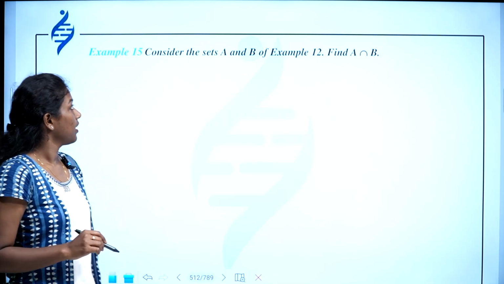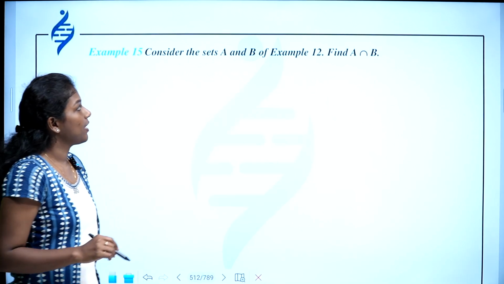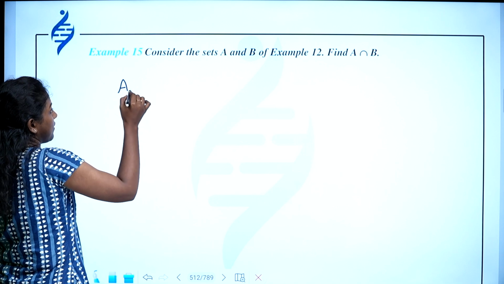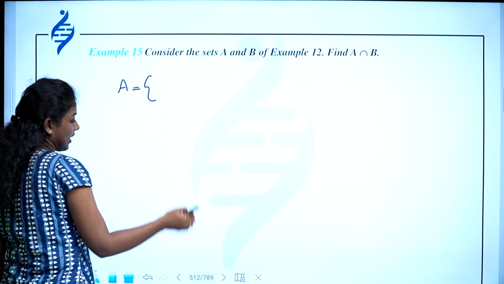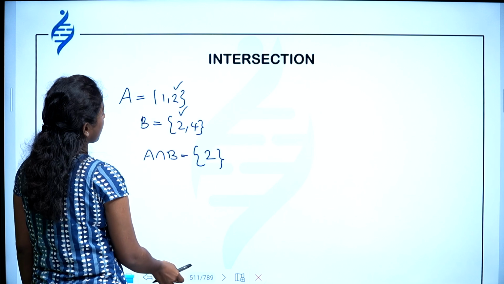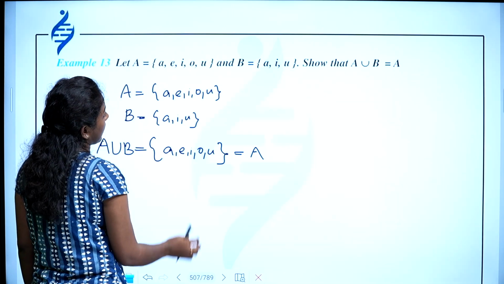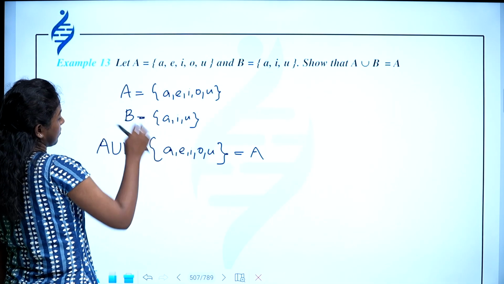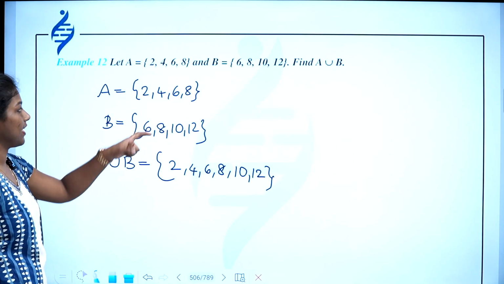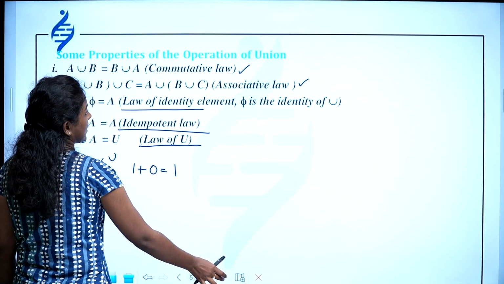Then consider the sets A and B of example 12. A is 2, 4, 6, 8 and B is 6, 8, 10, 12.